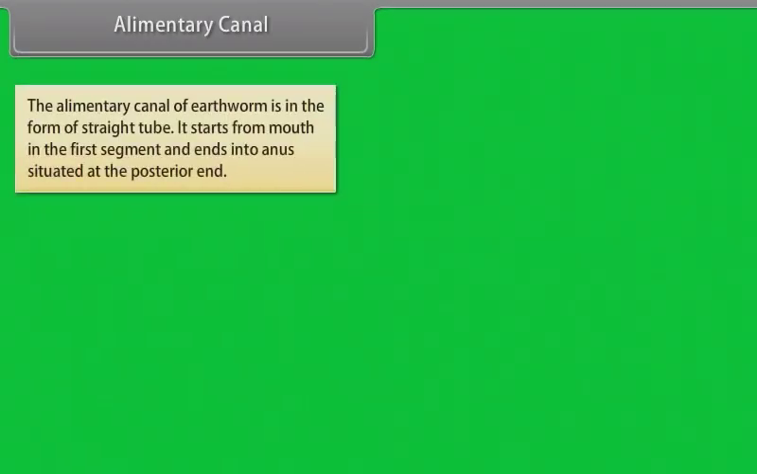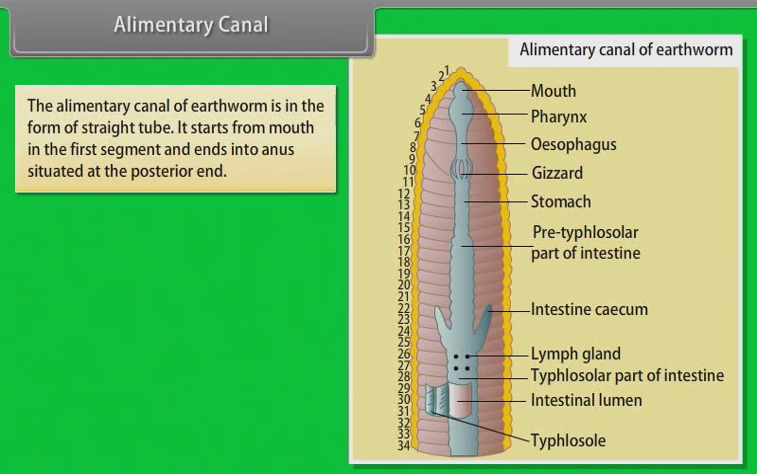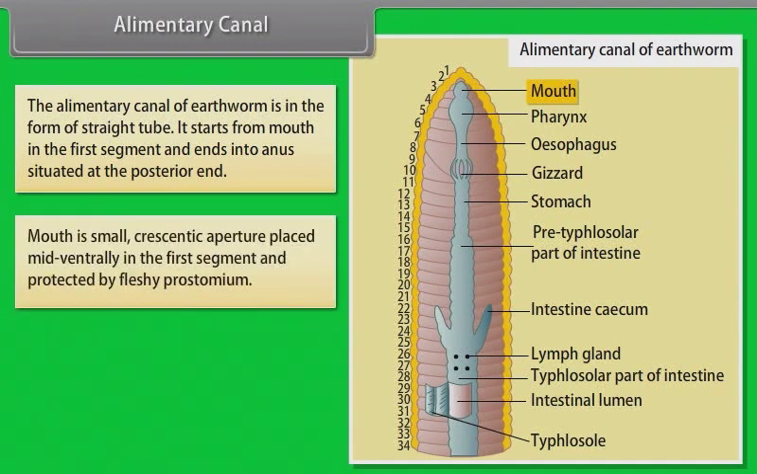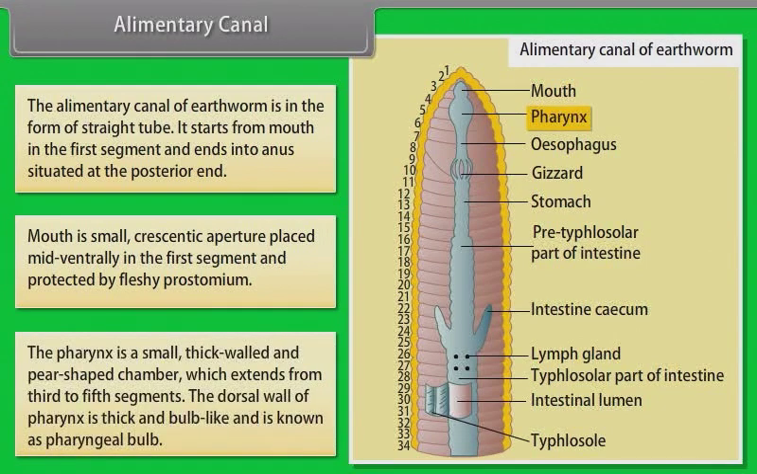Alimentary canal. The alimentary canal of earthworm is in the form of a straight tube. It starts from mouth in the first segment and ends into anus situated at the posterior end. Mouth is a small, crescentic aperture placed mid-ventrally in the first segment and protected by fleshy prostomium. The pharynx is a small, thick-walled and pear-shaped chamber which extends from third to fifth segments. The dorsal wall of pharynx is thick and bulb-like and is known as pharyngeal bulb.